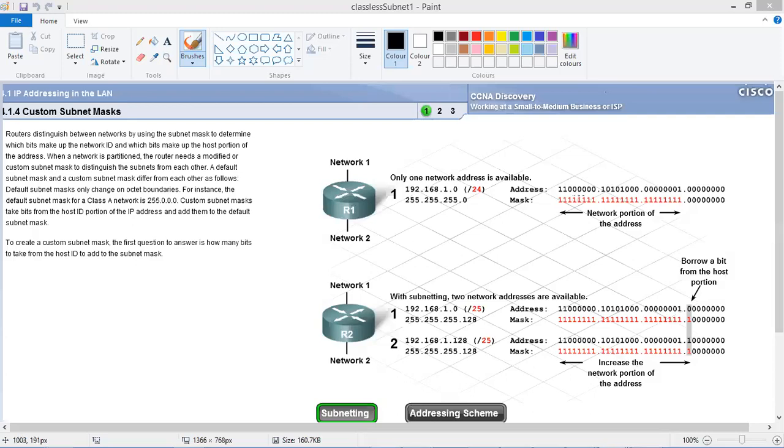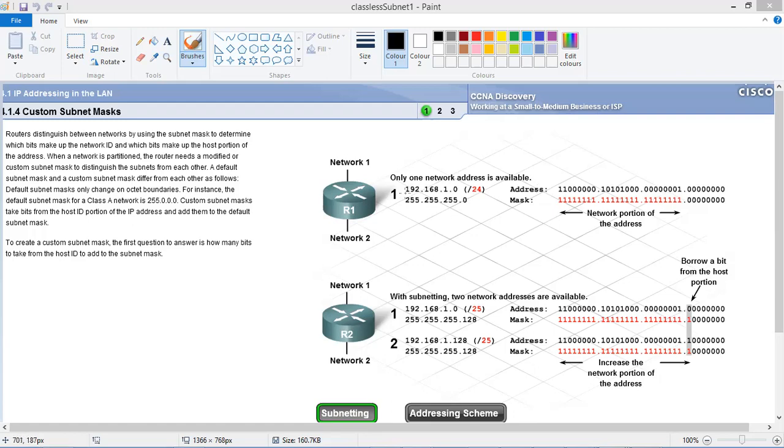So subnetting is a way of creating smaller networks from a parent network by modifying the subnet mask, modifying the default subnet mask. How do we modify the subnet mask? By borrowing bits from the host ID. Now, I want to use class C as a case study.